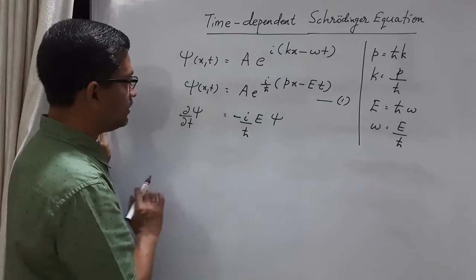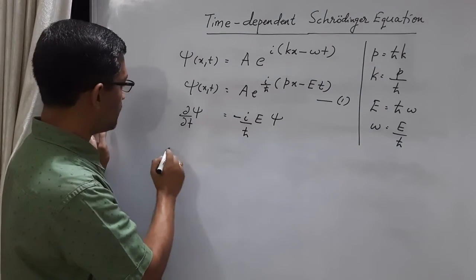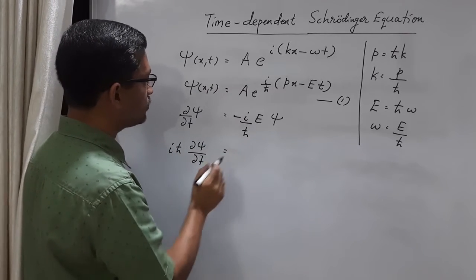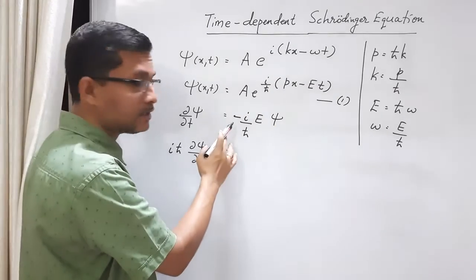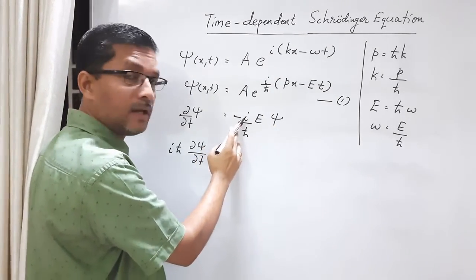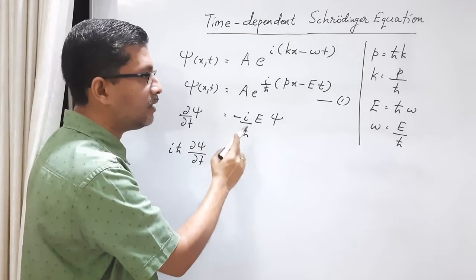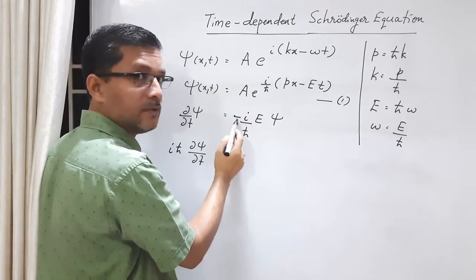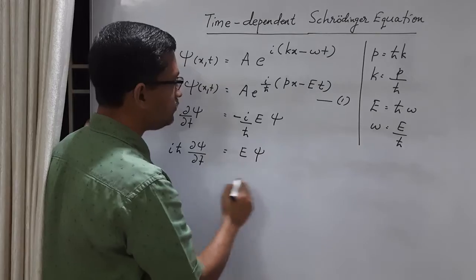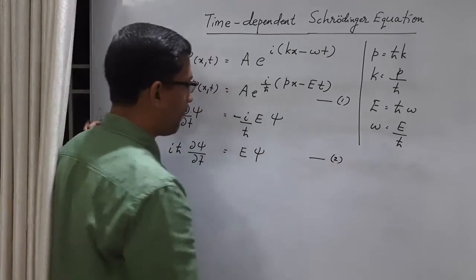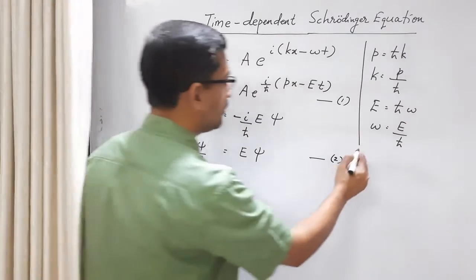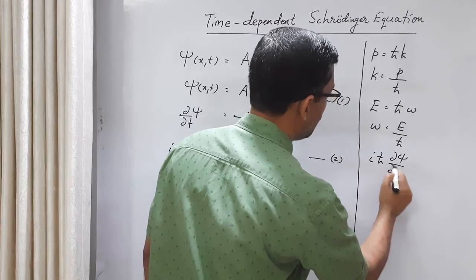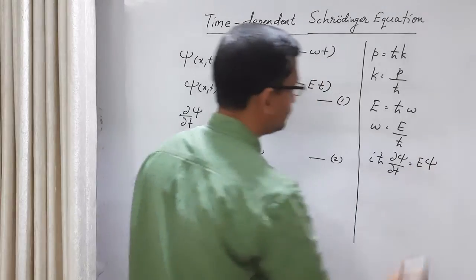Then I slightly rearrange this. Let us multiply both sides with i h cross. So i h cross dou psi by dou t is equal to, what happens when you multiply this side with i h cross? h cross will cancel. i into i becomes i square, and i is the square root of minus 1, so i square is minus 1, minus and minus will be plus. So we have E psi. Call it equation 2. Maybe I will write this relation here: i h cross dou psi by dou t equal to E psi.